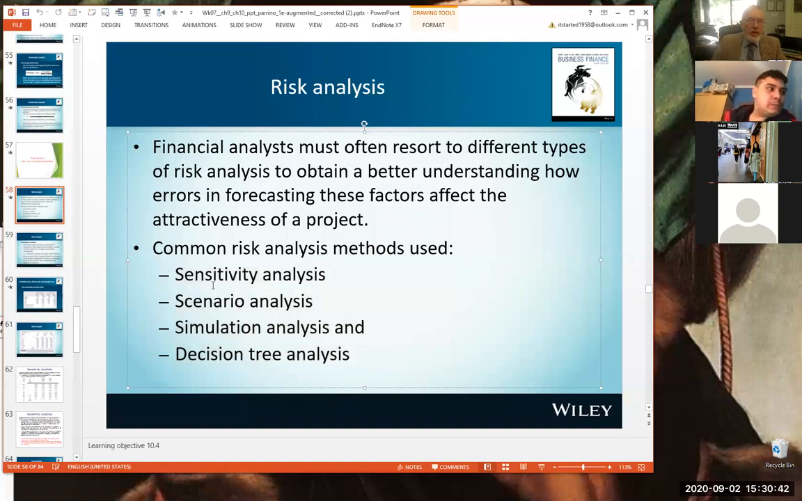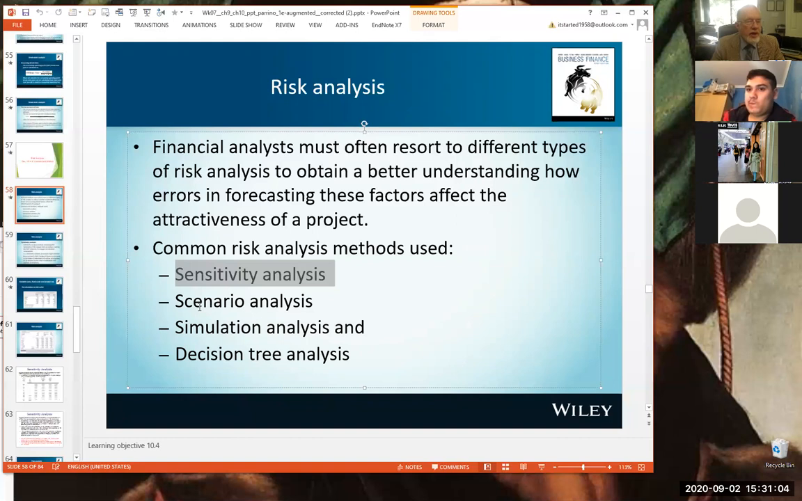We'll go through them briefly. Sensitivity analysis is a tool where you take each element in your model and you see what impact it has on the net present value. If it has a big impact, we would say that the NPV is very sensitive to that particular value.